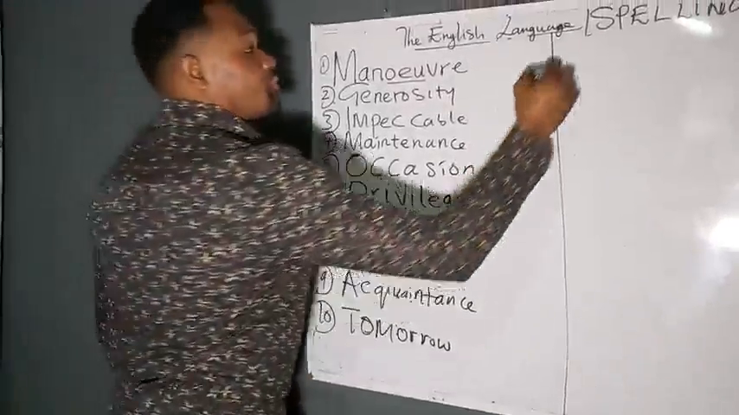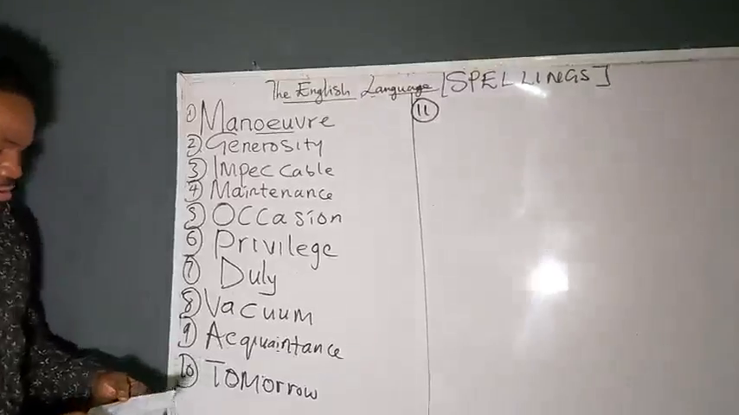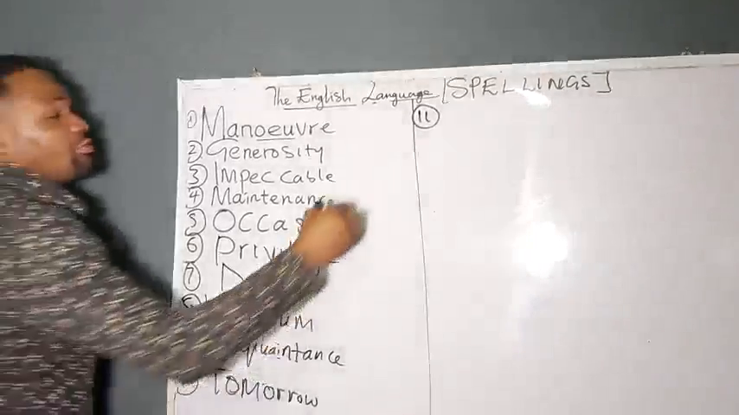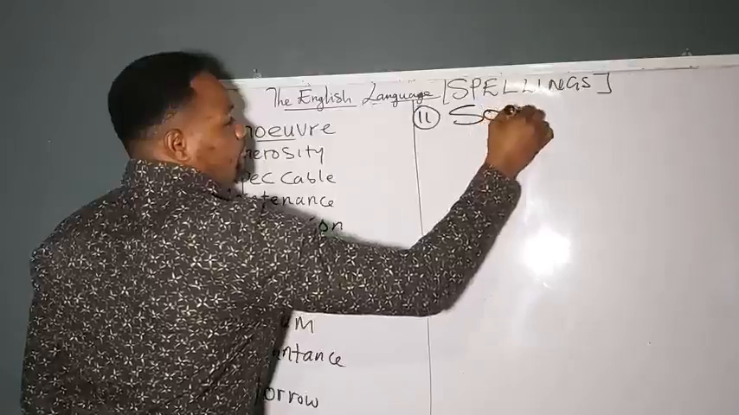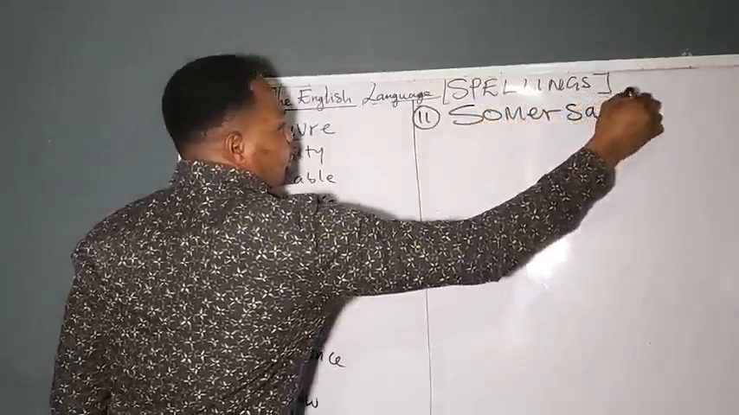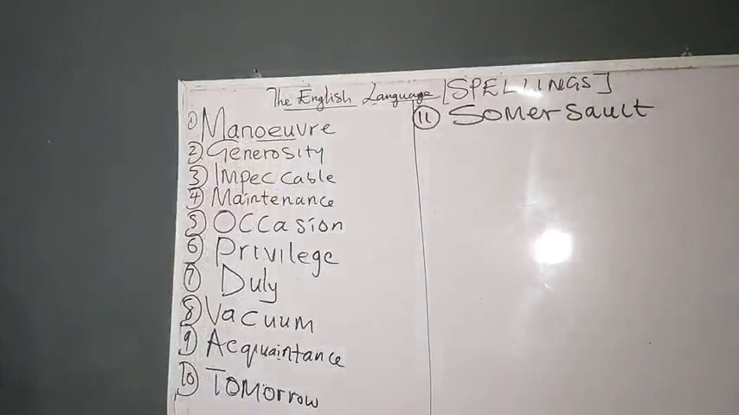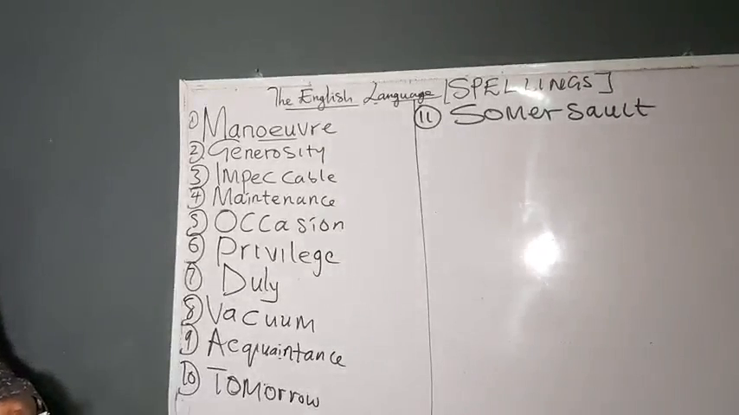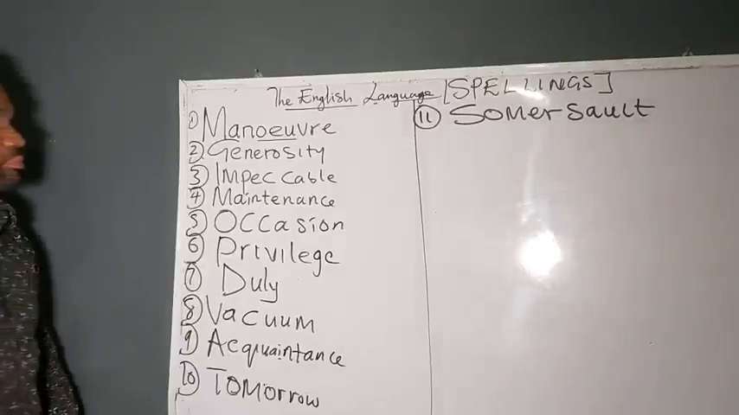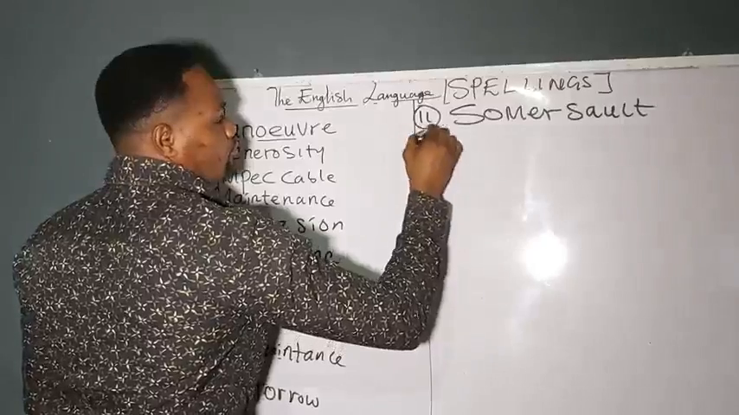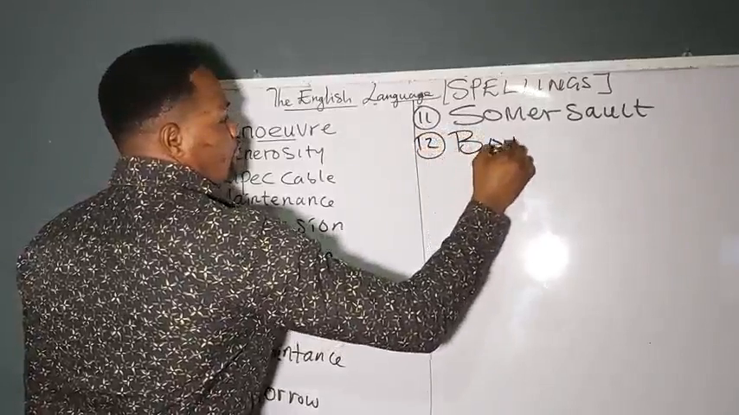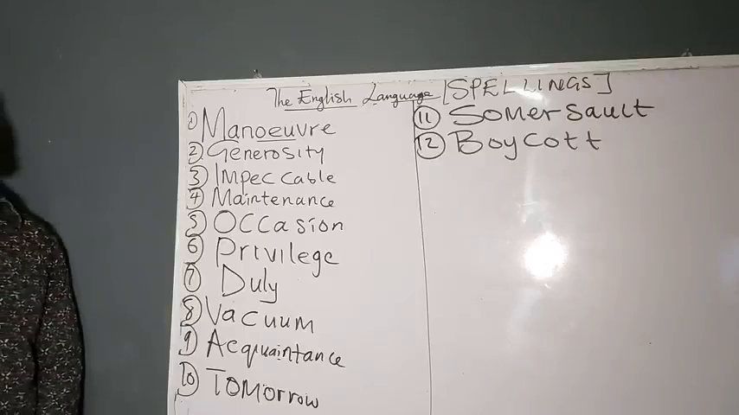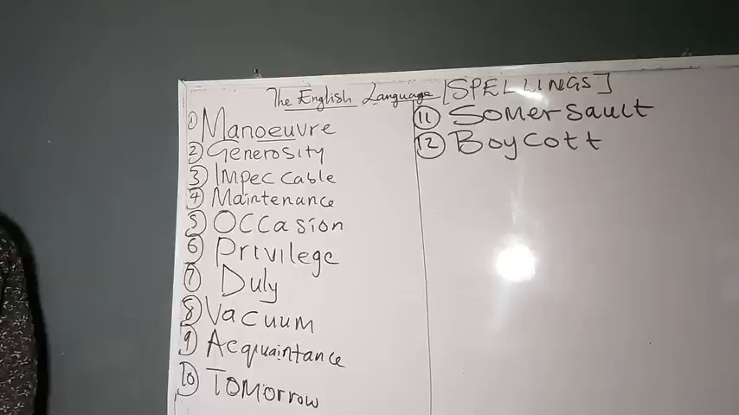So the next one we have is the word somersault. Somersault. Followed by boycott. Boycott. Please note double T. Correct.